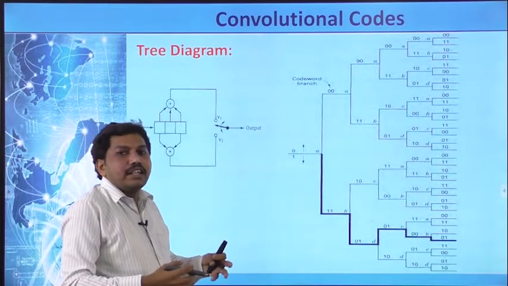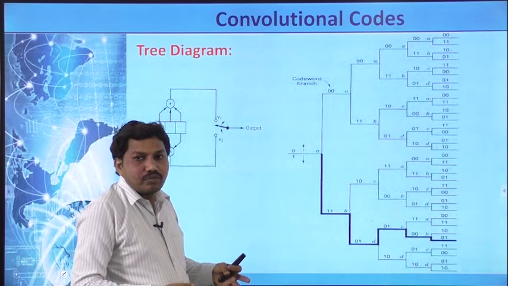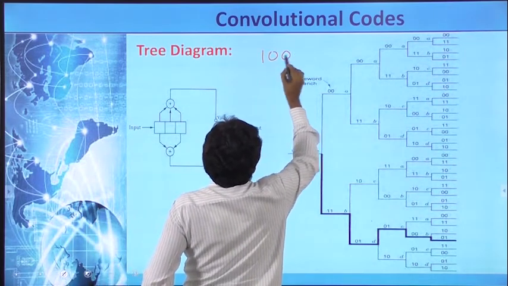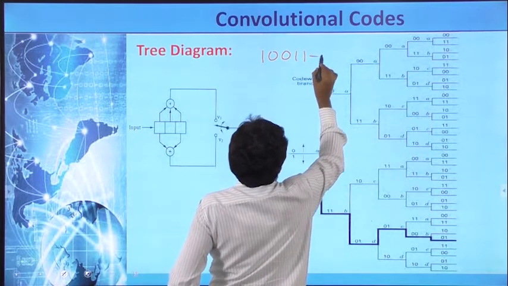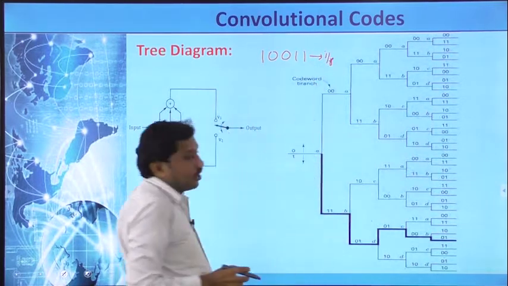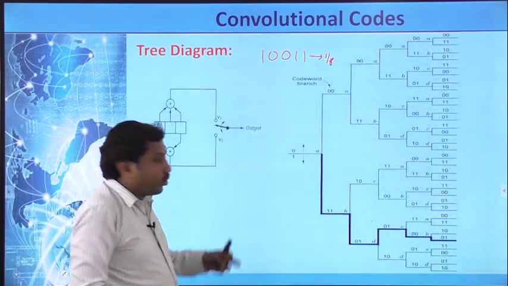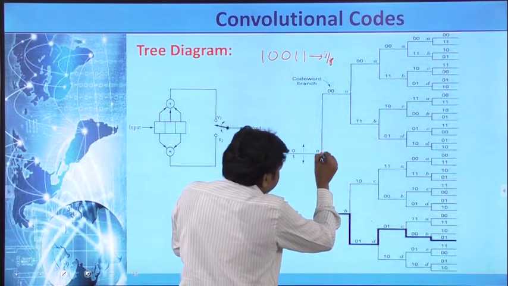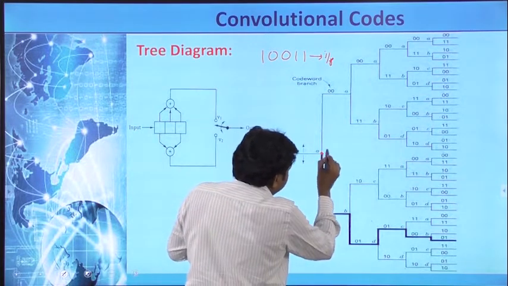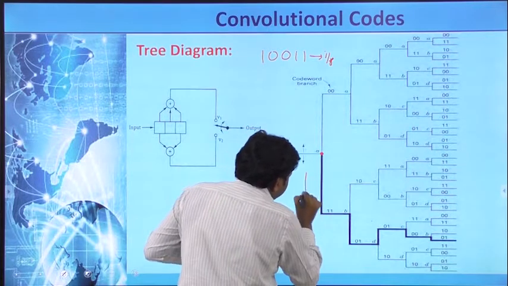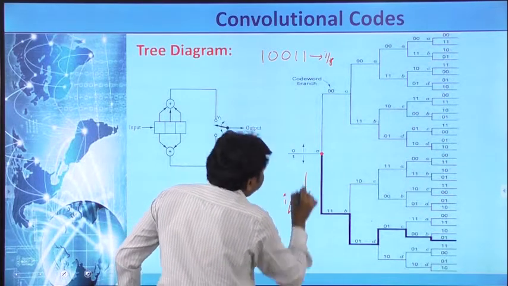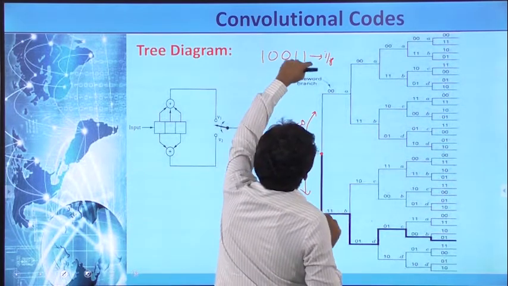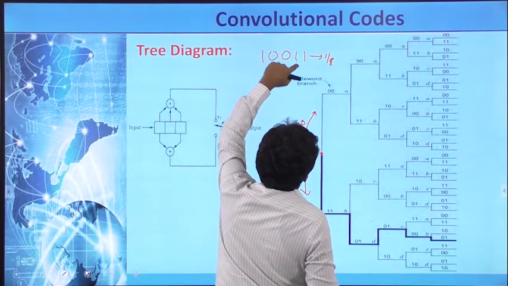How to calculate the encoded output from the tree diagram? Let us consider the input bits are 1, 0, 0, 1, 1. So these are the input bits. How to calculate the output? This is nothing but the node of a tree, node A. If you are moving downward, the input is 1. If you are moving upward, the input is 0. So here the input bits we are applying are 1, 0, 0, 1, 1. The first one is 1.